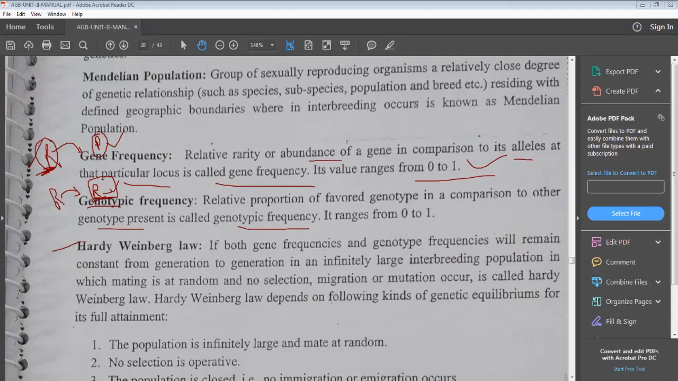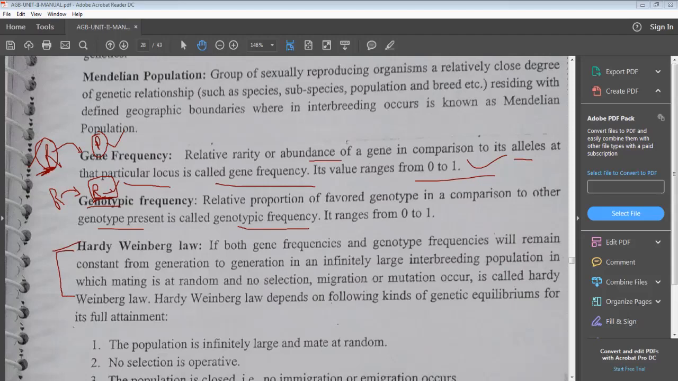Regarding the Hardy-Weinberg population or law, you always have to remember this whole line. I don't want you to just cram it. It has some basic points, and I'll give you the basic points, so try to remember those points. Then this whole definition will always be in your mind.